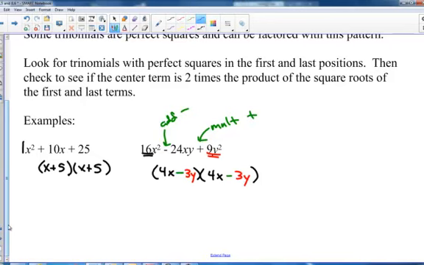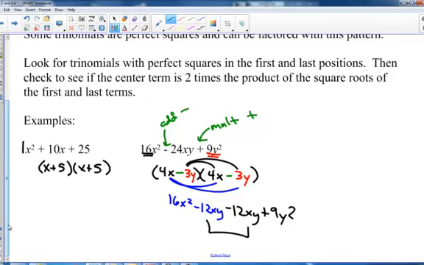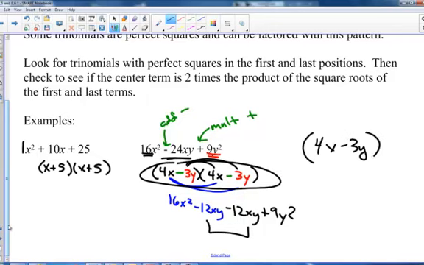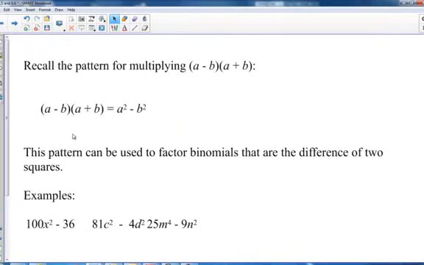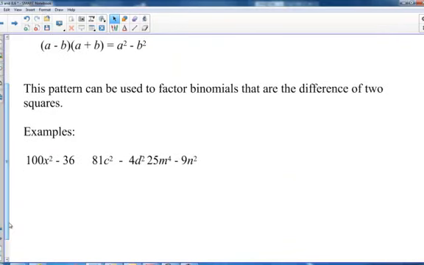And let's just check to make sure this works. 16x squared minus 12xy minus another 12xy plus 9y squared. That works. That's your answer. You can write it like this. Every single problem you can do the long way. It's just that if you have perfect squares, it's quicker to not do the long way.